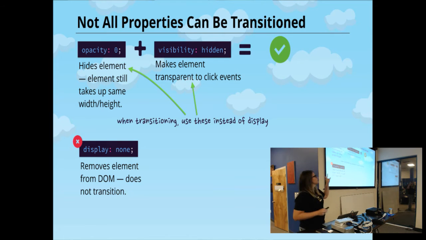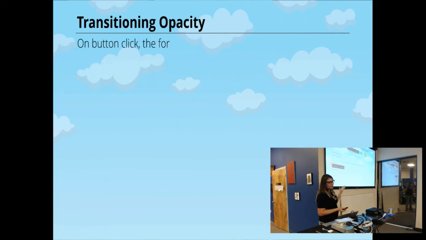We can't just say opacity 0, because then our overlay would still be there and nobody would be able to click or scroll. You have to not only make it not visible, but you have to take it off the page. And so whenever you're transitioning hidden content on, make sure that you use these 2 to hide and not display none, because you won't be able to transition display none.